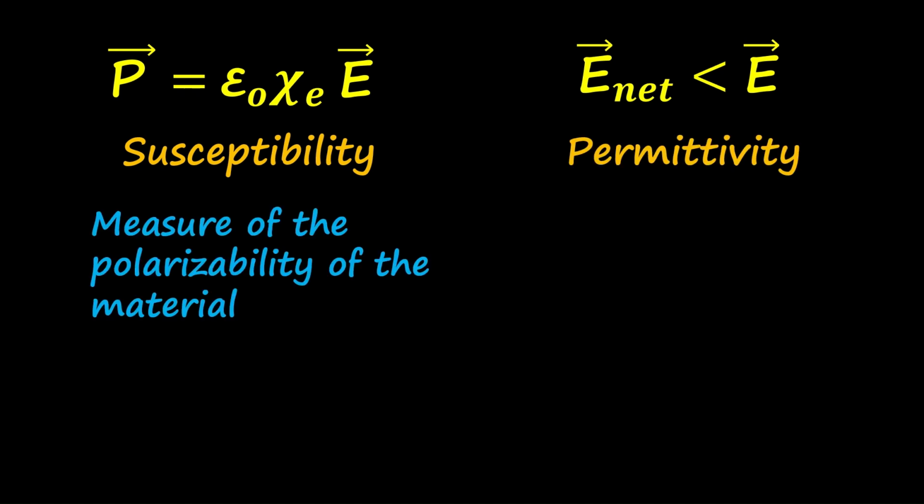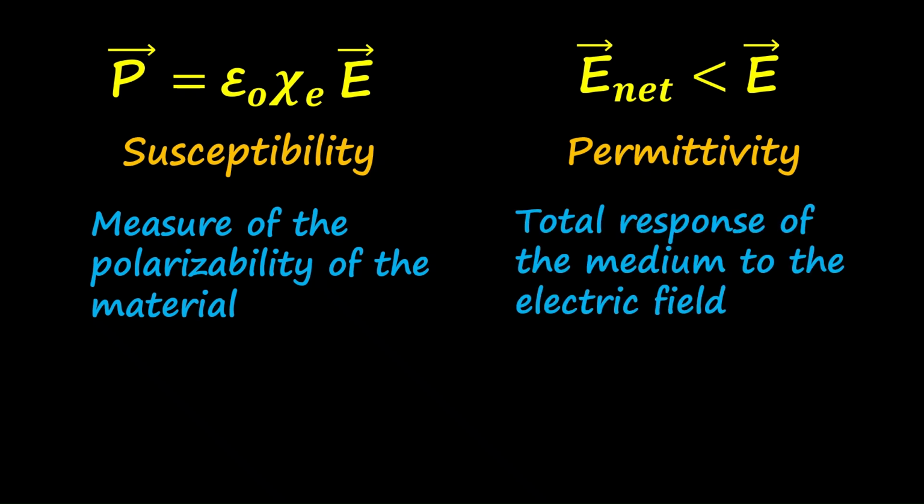Susceptibility is a measure of the polarizability of the material, and permittivity is the total response of the medium to the electric field. We can say that susceptibility is the tendency of the material to get polarized, which is the underlying cause, while permittivity tells us the overall effect on how the electric field behaves in that medium. Now, the relation between susceptibility and permittivity is given by this formula.